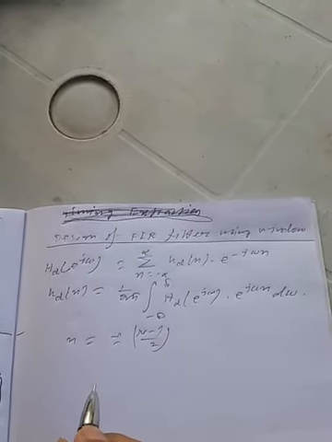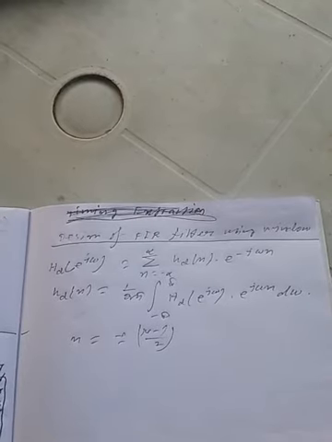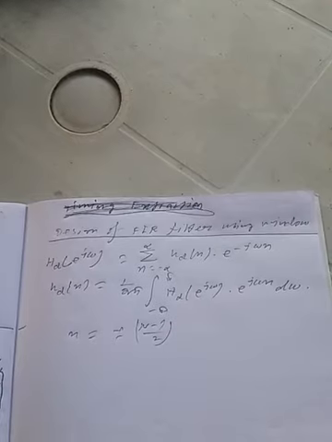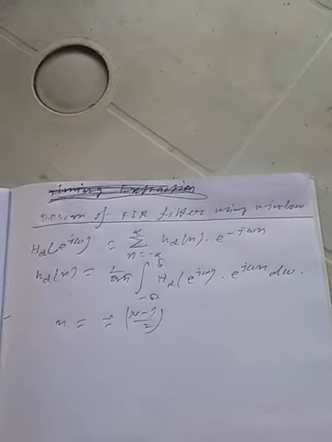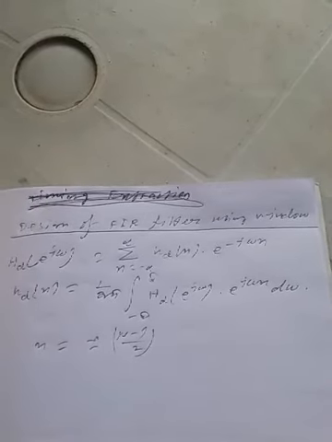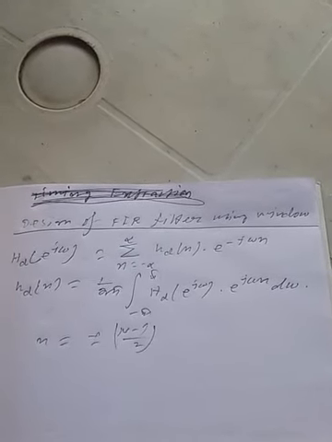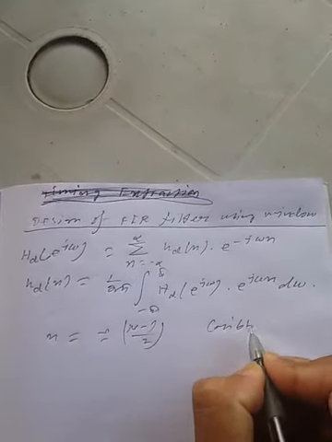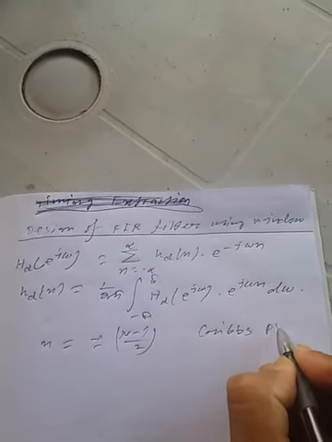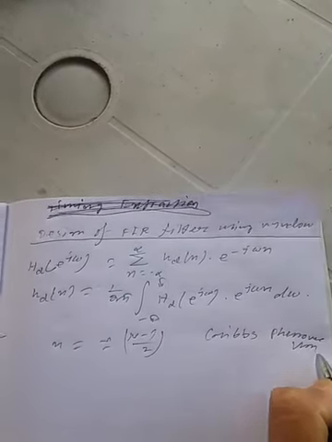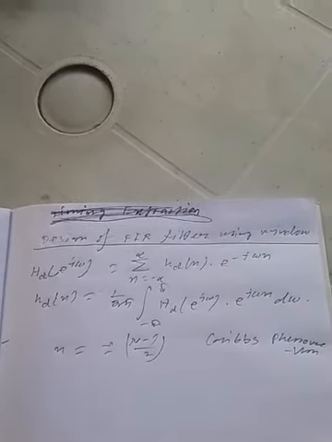But abrupt truncation of the Fourier series results in oscillation in the passband and stopband. These oscillations are due to slow convergence of the Fourier series, and this effect is known as the Gibbs phenomenon. So what is the Gibbs phenomenon?